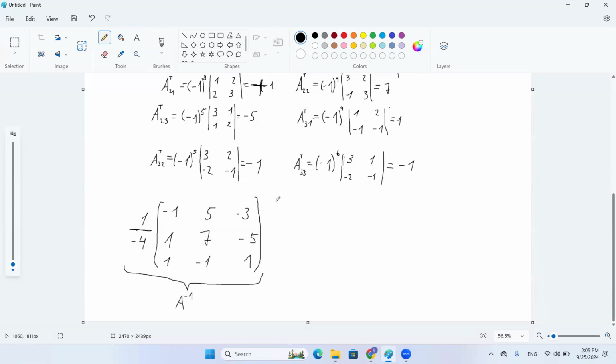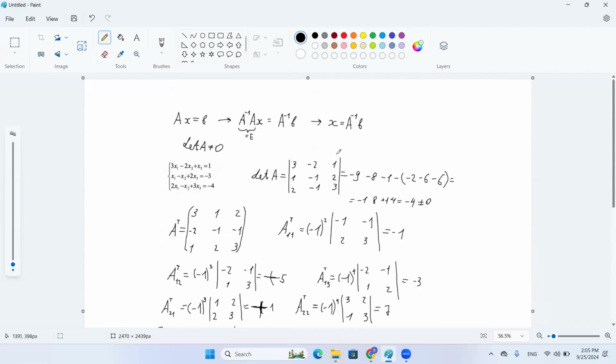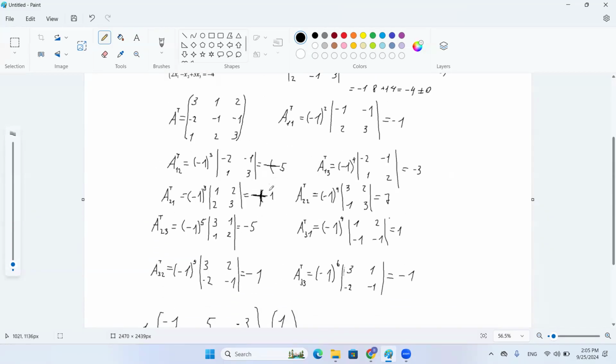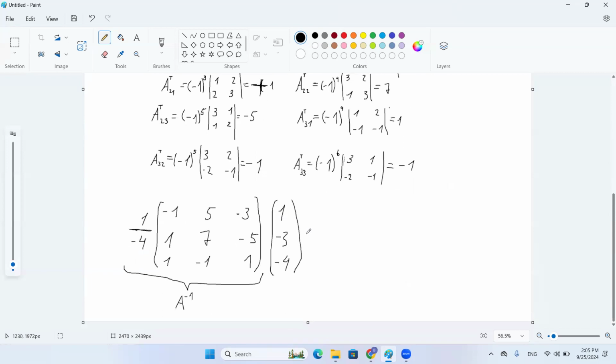Okay, and now let's solve this system. So we just need to multiply by this column: 1, minus 3, minus 4. And the result will be the vector. Yeah, let's check. Yes, so everything is correct with the signs. So let's leave the determinant for now, and just calculate the vector, and then we will divide by minus 4. So who wants to assist?